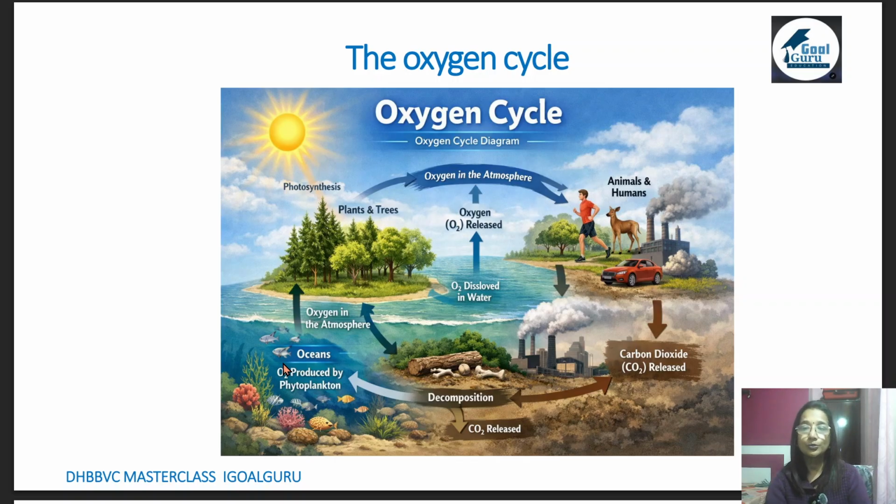Okay, so now, my dear children, without photosynthesis, atmospheric oxygen would gradually decrease. Without oxygen, aerobic organisms would not survive. What are aerobic organisms? Aerobic organisms are the organisms which respire in the presence of oxygen. So, this is what you have to remember. Forests are often called the lungs of the Earth. Why? Because they release a lot of oxygen.